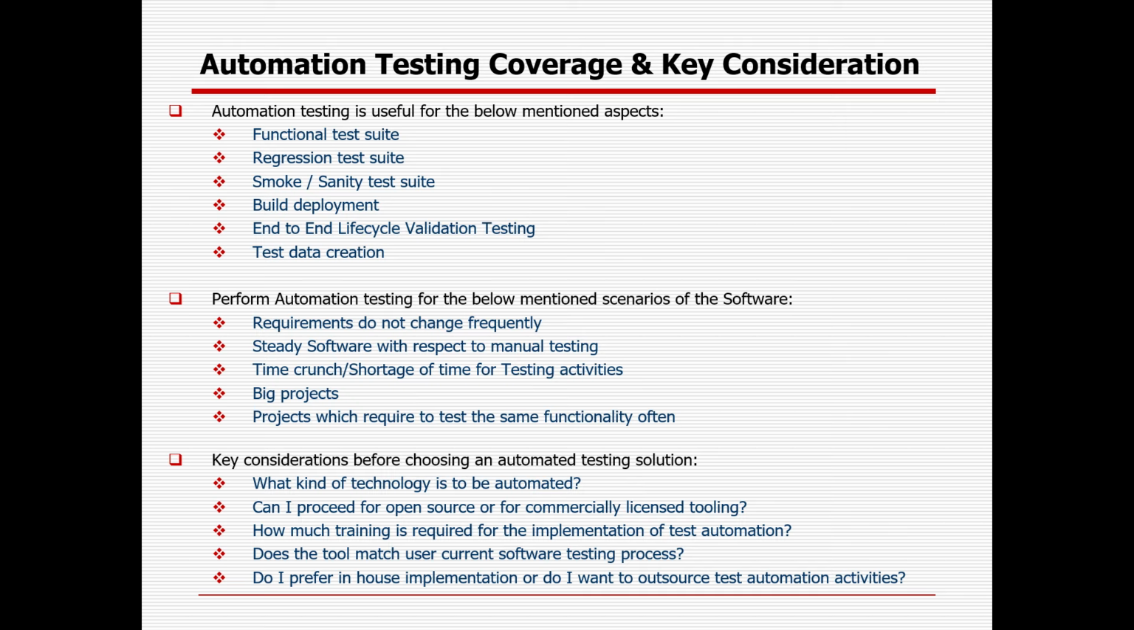Whenever you are doing automation testing, you need to choose a couple of things: what kind of technology is to be automated, whether it's client server based, web based, or Windows based. Based on that, you can go for an open source tool, a licensed tool, or your in-house tool. How much training is required, how much experienced staff is required, whether your tool matches the software testing guidelines or not, what programming language, which tool, which framework, those are the things you need to consider before starting your automation journey for the particular project or architecture.